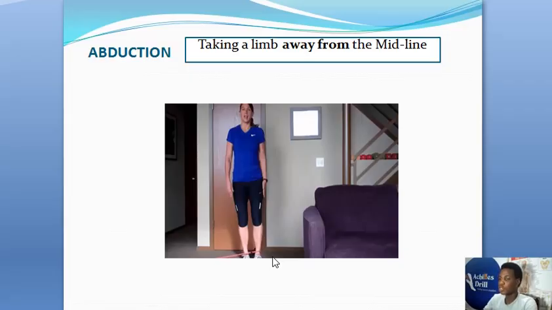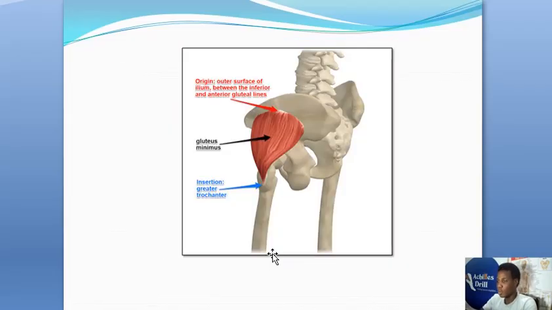Okay, so gluteus minimus and medius are important abductors of the hip joint, and they insert onto the greater trochanter. So imagine a fracture of the greater trochanter. It means movements like abduction will be very difficult.